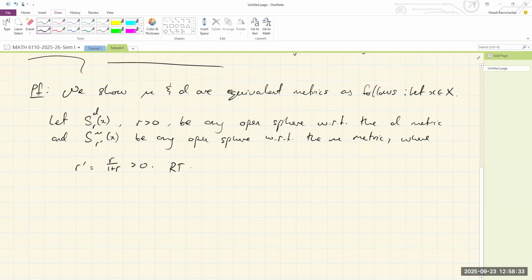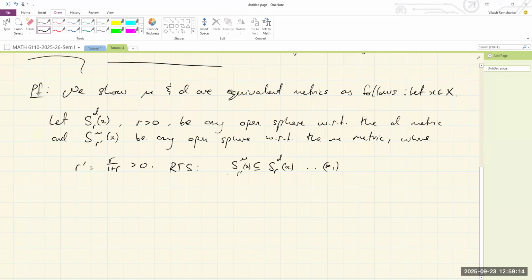So required to show, what do I want to show? I want to show that inside this open sphere, which is with respect to the d metric, centered at x of radius r, inside this guy, I can find an open sphere with respect to the mu metric of some other radius. Okay, and notice that r prime, okay, we'll get into that. So I want to show this, so maybe we could call this star 1.